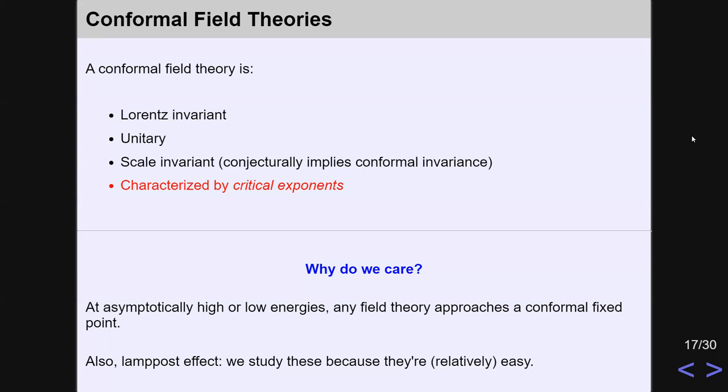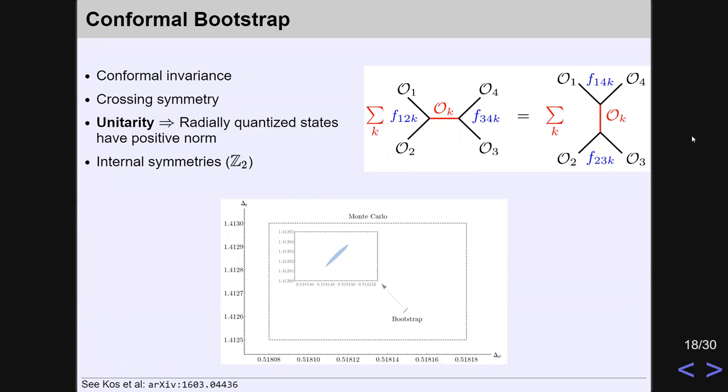And note that these are all linear constraints. The only nonlinear constraint is that states have to have positive norm. And for the conformal bootstrap, we quantize the states radially rather than the equal time quantization that we're used to in quantum mechanics. Otherwise, it's very similar to the story we discussed many slides ago.